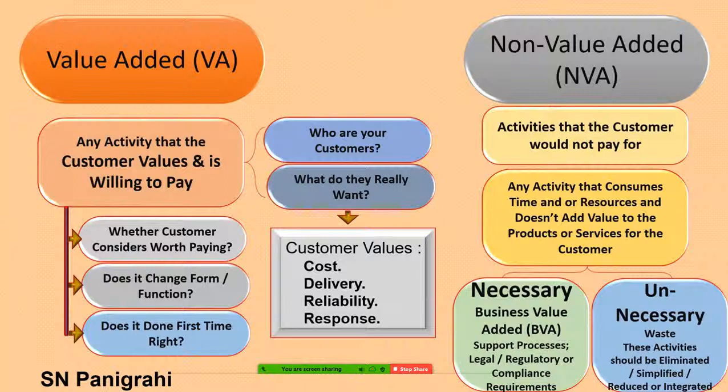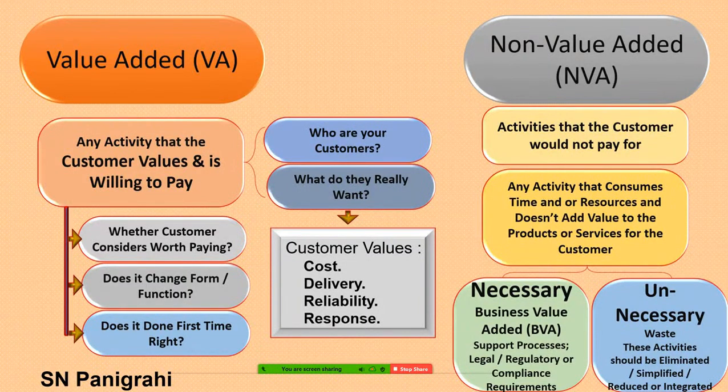So what is the customer generally willing to pay for? He may be willing to pay for the product. In exchange he is paying a certain cost, meaning he is sacrificing a certain cost. That cost is a value to the customer. And it is delivery, the right delivery, it should not be delayed.